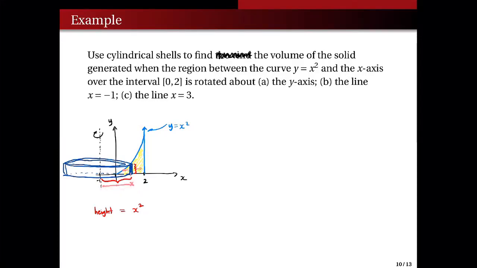So your average radius will be x minus negative 1, and this is precisely x plus 1. Because again, you added this. This is your x, and this is 1 unit. So you have x plus 1.